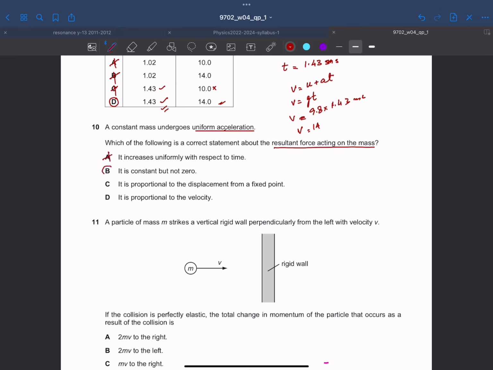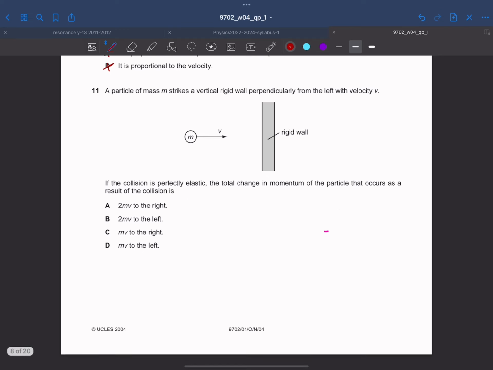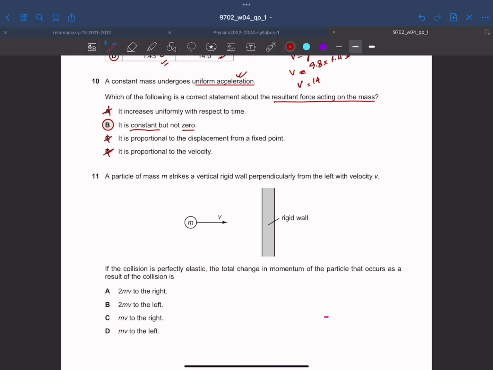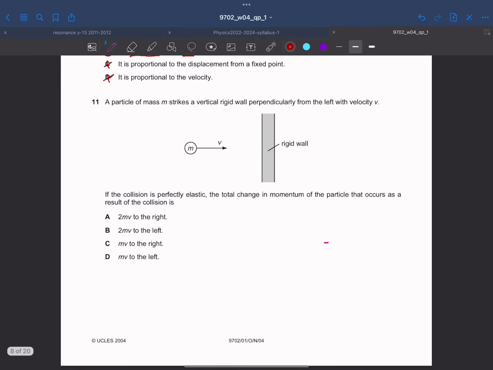I think we have done this question before as well. So this is the situation here. The force must be constant but not zero. So be careful. Of course, the other options are not correct. It is proportional to the displacement. It is proportional to the velocity. Both these are not correct options. The only thing which is required for uniform acceleration is constant force, but constant doesn't mean zero. So be careful. Here we have question number 11.